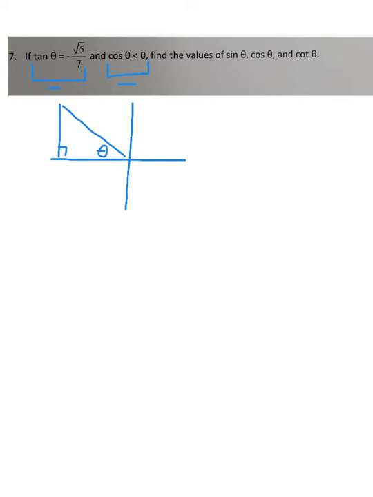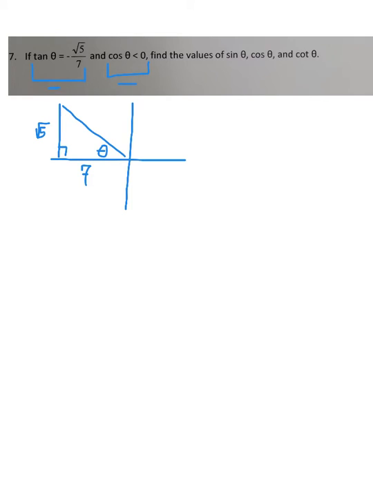All right, so now the next thing they give me is that the tangent is radical 5 over 7, and it's negative. Radical 5 over 7, so that's opposite over adjacent, right? Because tangent's opposite over adjacent. So opposite, adjacent. So let me put those numbers in there. So opposite would be a radical 5, and the adjacent would be 7.